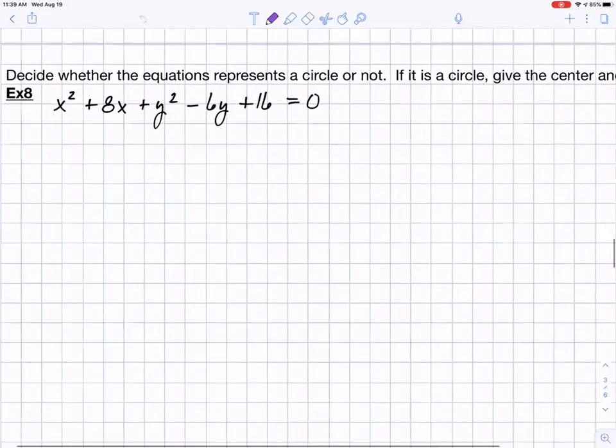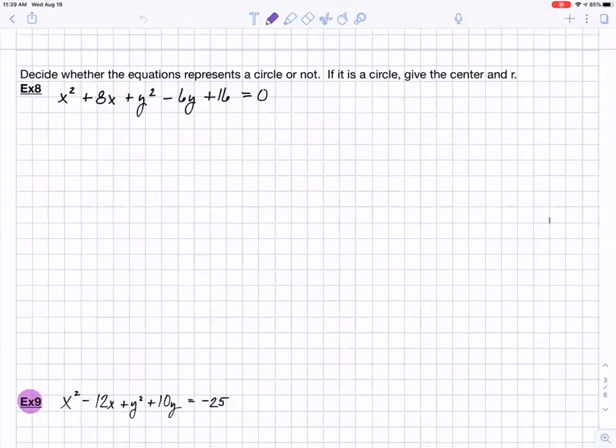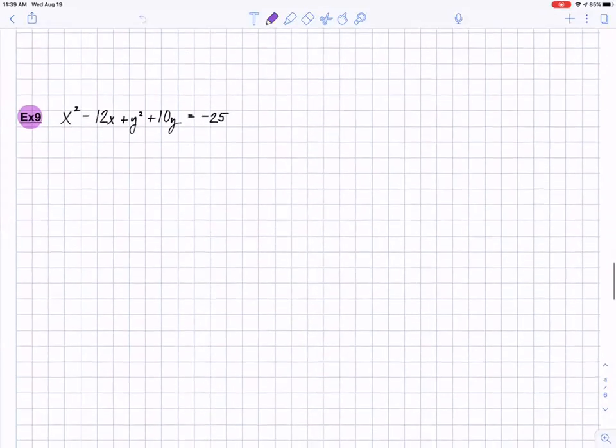What are my directions? Sorry, let's go read the directions. It's better if we know what to do, right? Decide whether it is a circle or not, and then if it is, give the center and the radius. Well, the only way I can give the center and the radius is if it's in standard form. And the only way I can get standard form is to complete the square. Okay, so let's go ahead.